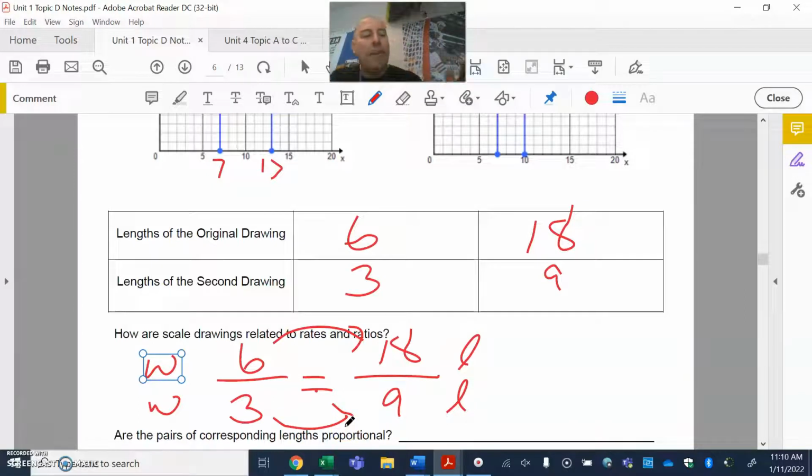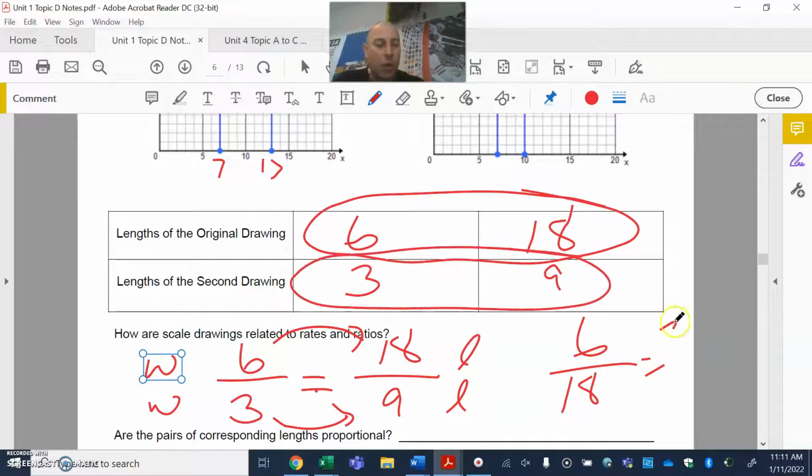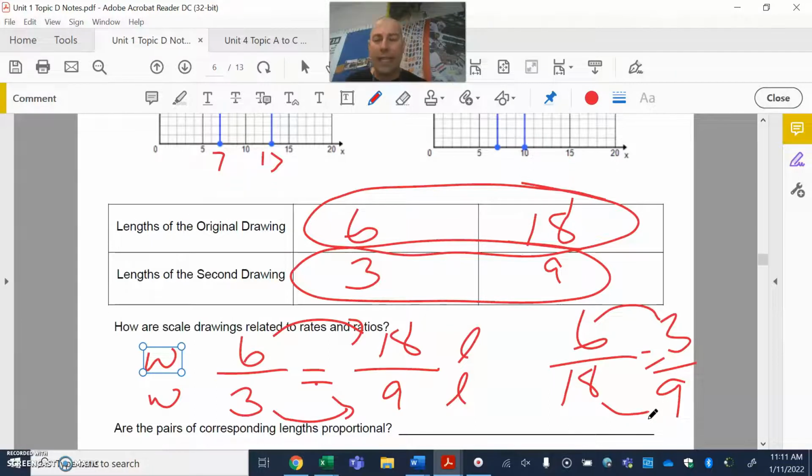If I organized it differently, so if I took my original one and did the width and the length, and we stay consistent, we do the width and the length, well, check it out. Divide by 2. We're still getting a proportion. So that's going to be fine. That's not going to make a difference in this.